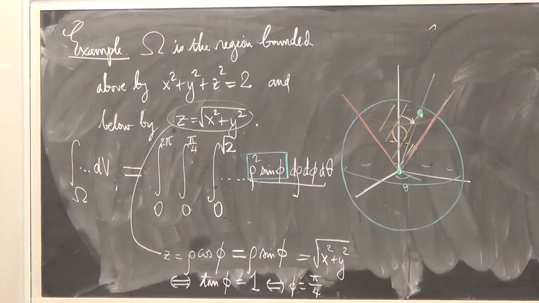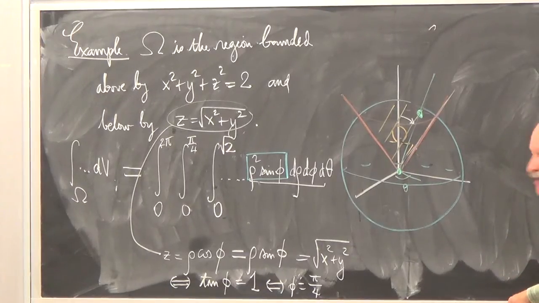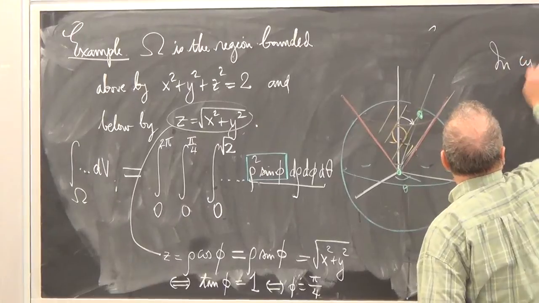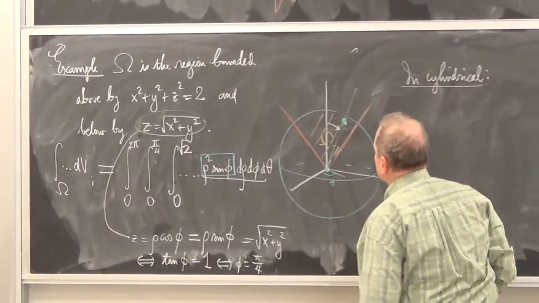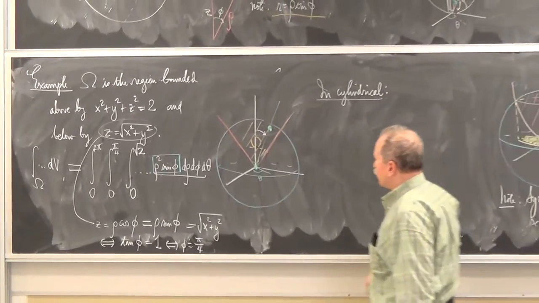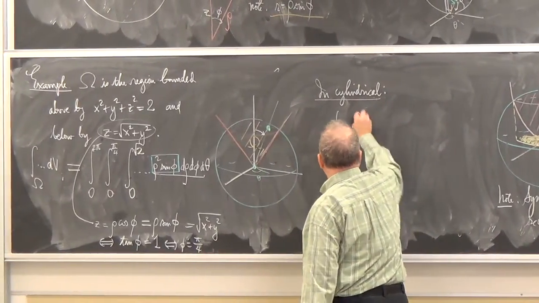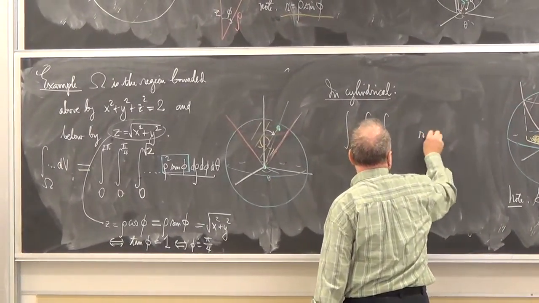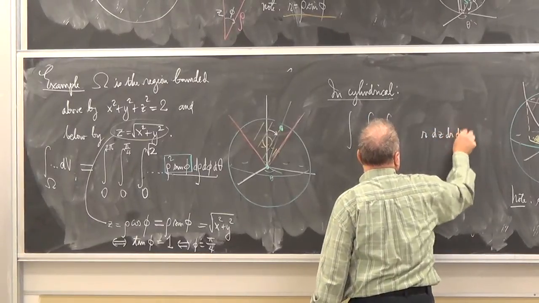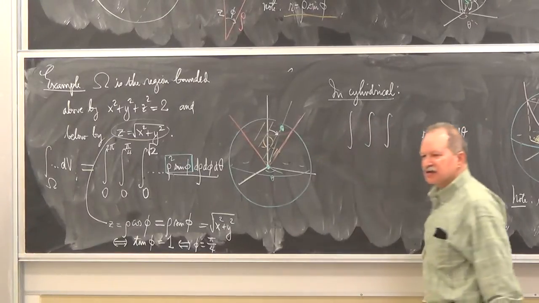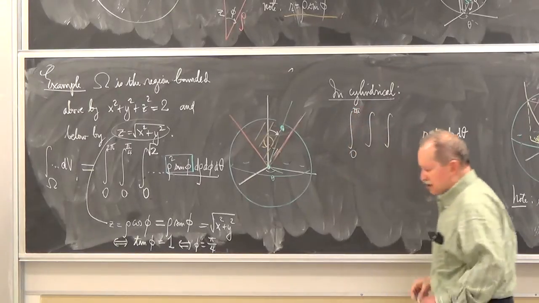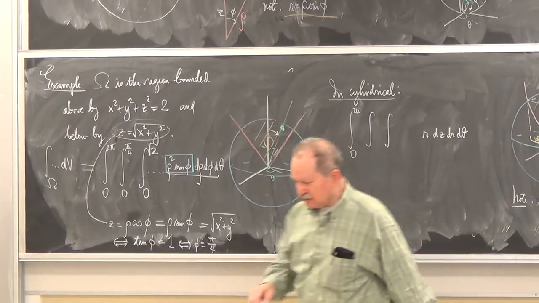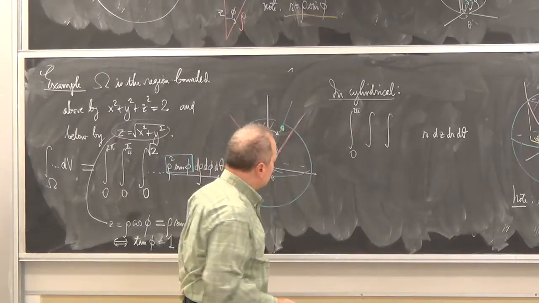Now, just for practice, let's do that in cylindrical quickly. What would it be? You put your fudge factor, and now theta still goes 0 to 2 pi. R goes 0 to root 2? I don't think so.